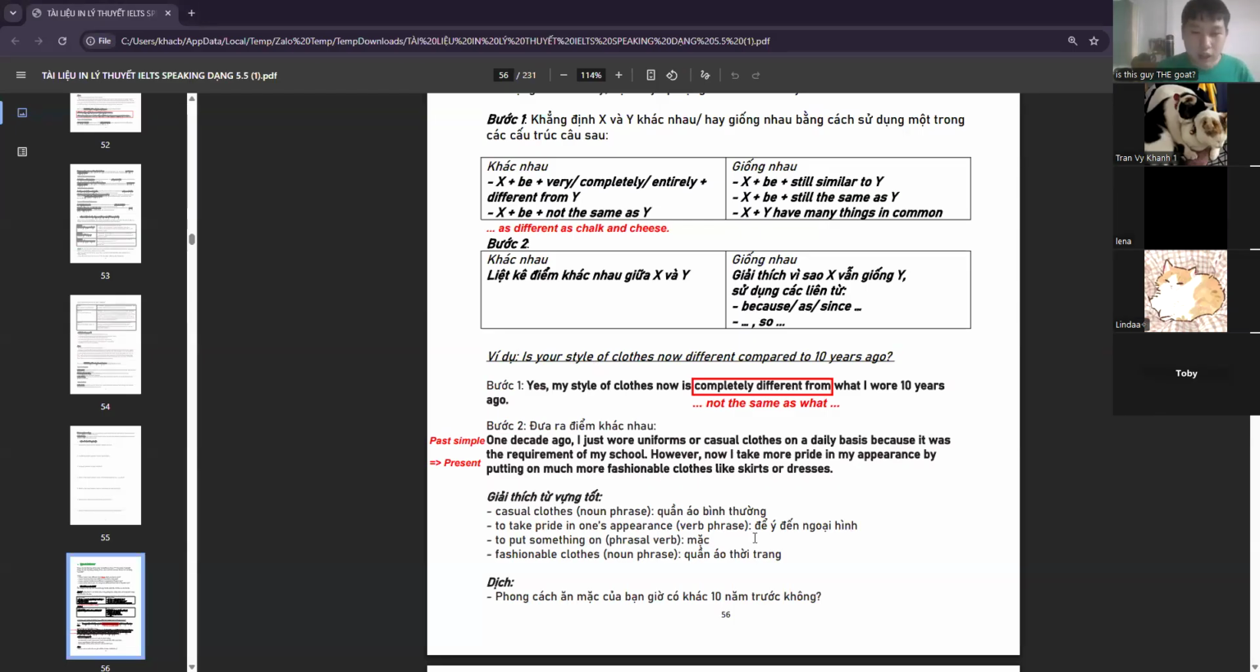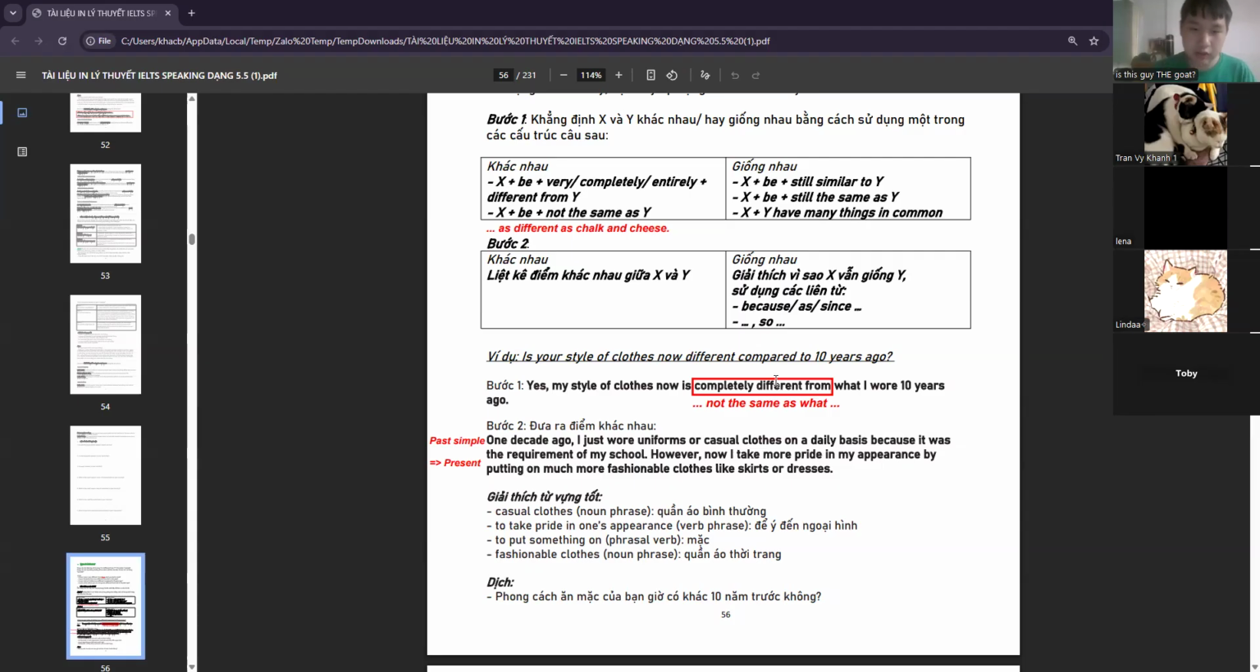So basically, in this question, for the model answer, they described the difference between how they wore school uniforms and basically normal clothes to more, how to say, traditional clothes of women. I don't really know the best way to describe this, but yeah, so you would usually see a change.